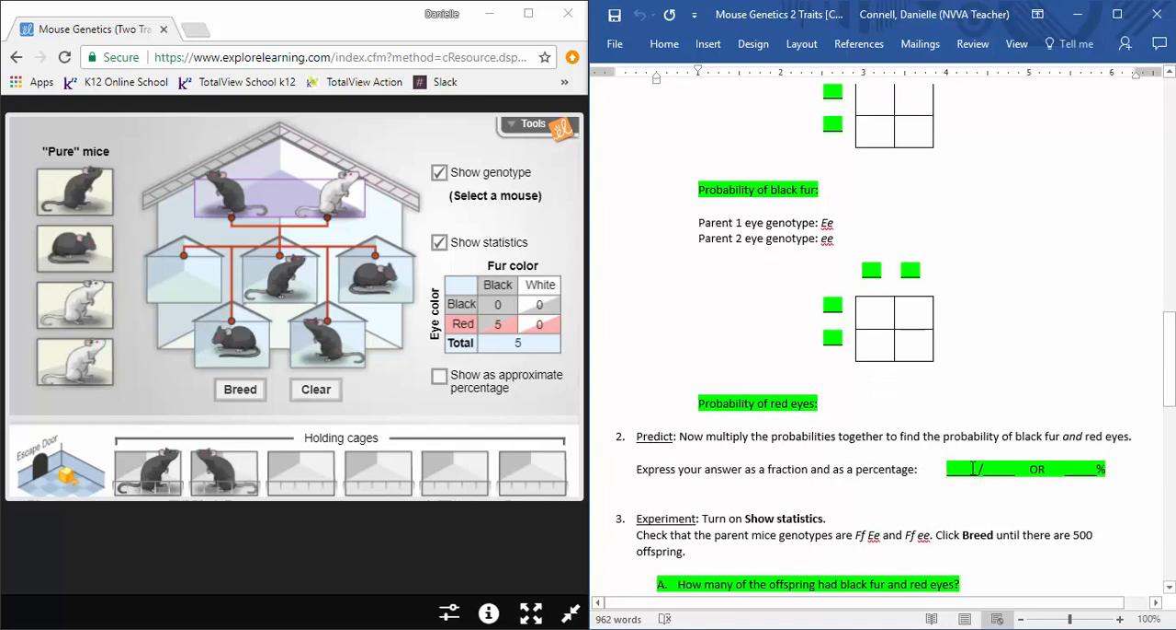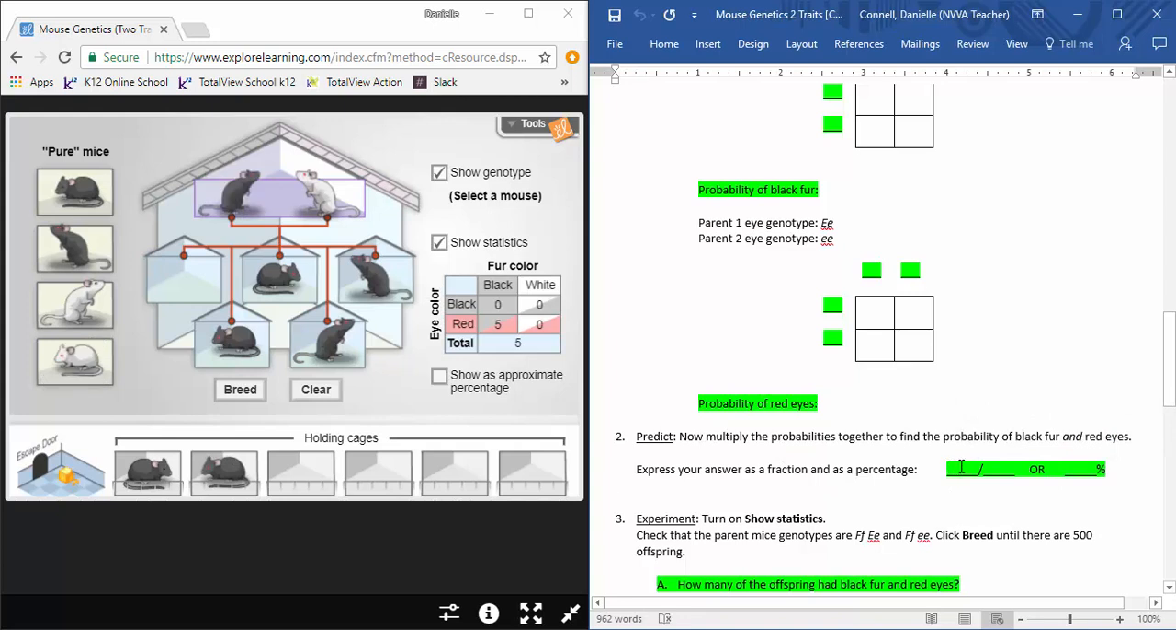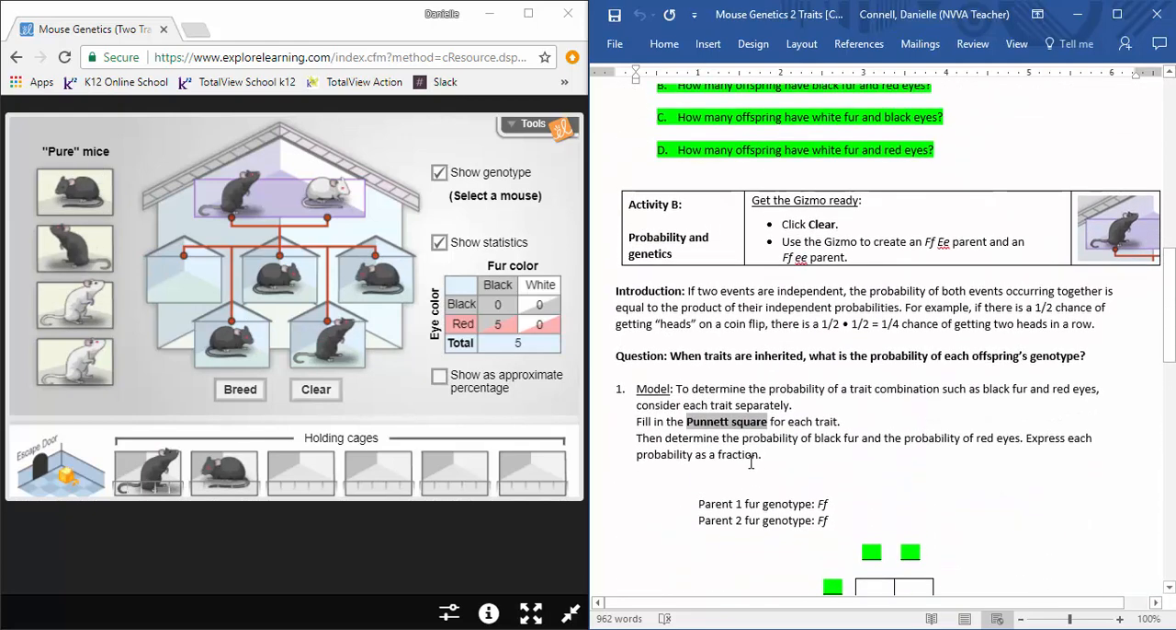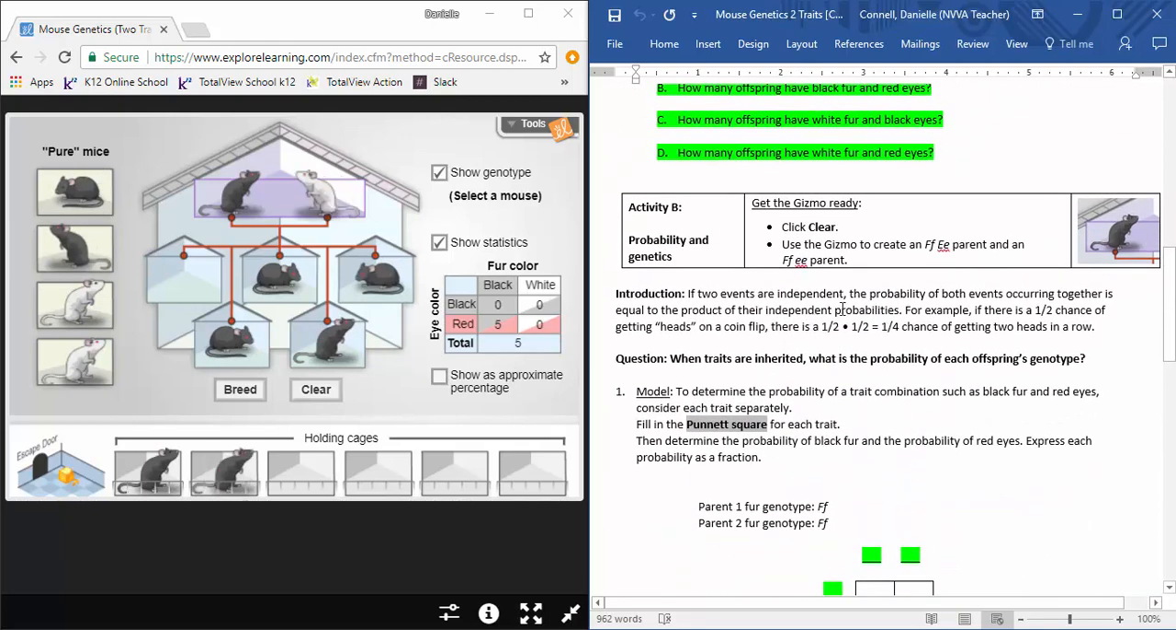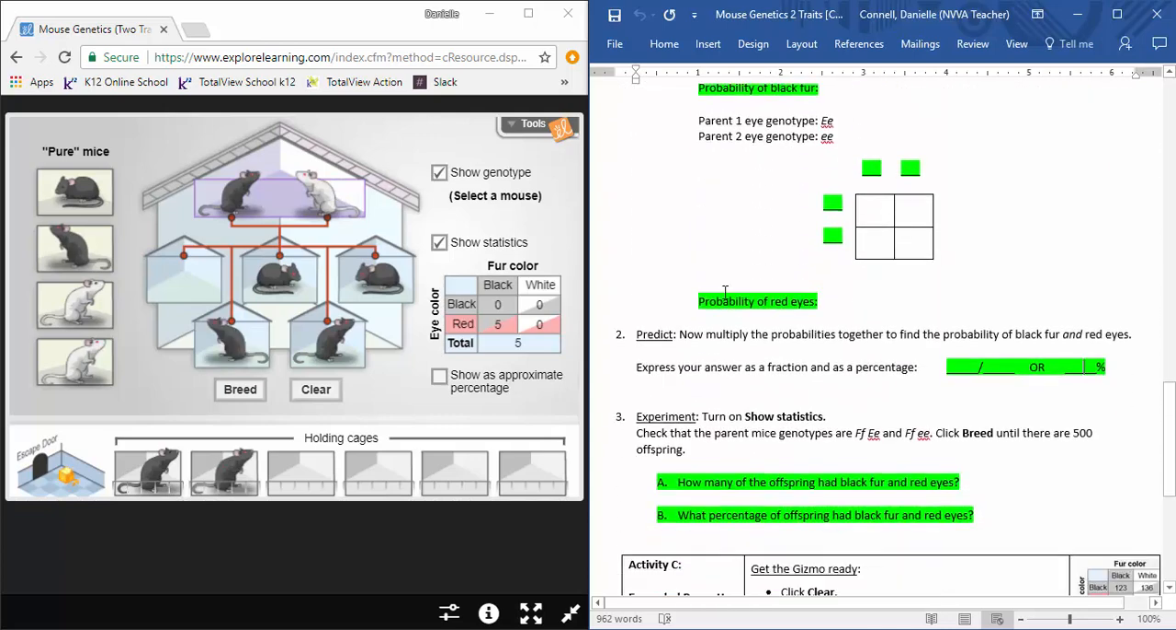Okay? So you're going to make sure that you put your fraction together here, and then you're going to also give it to me as a percentage. All right? The way you get one fraction is by multiplying those probabilities together. For example, if you have 1/2 and 1/2 for each of these, 1/2 times 1/2 is going to give you 1 out of 4, or 25%. So make sure that you know how to do that. Again, if this is confusing for you, there's an example right up here that you can read for help, okay?